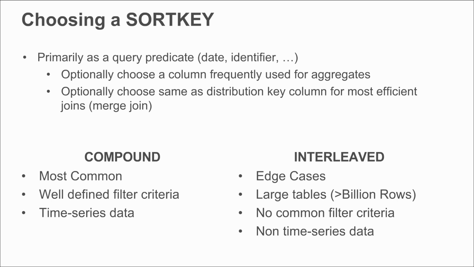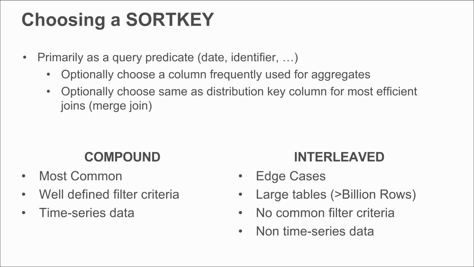But in practice, what we see is compound sort keys are being used as they're appropriate for most of the use cases that are on Redshift today. These are use cases where we're filtering on something like time series data, and you're typically issuing a number of queries which are defined with very well or clearly defined filter criteria.